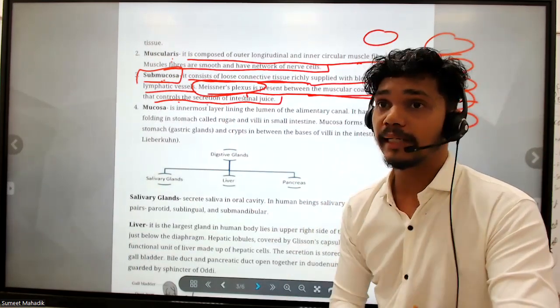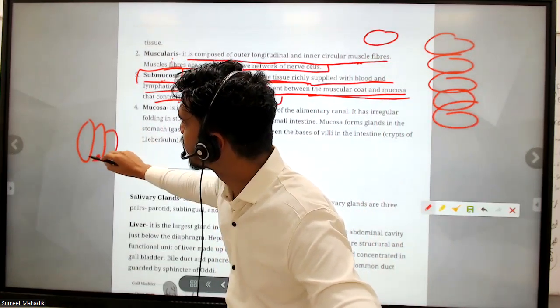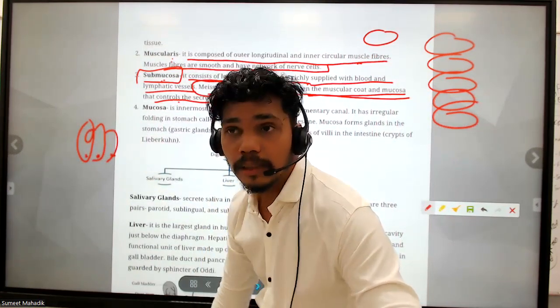also there. Goblet cells. That's why I told you, columnar cells were there. Columnar cells are responsible for what? The nucleus is at the base, so they have a space, so they have secretory cells over there.